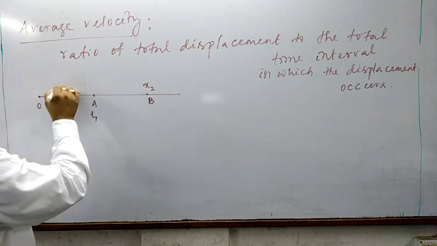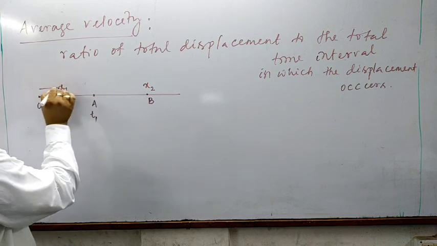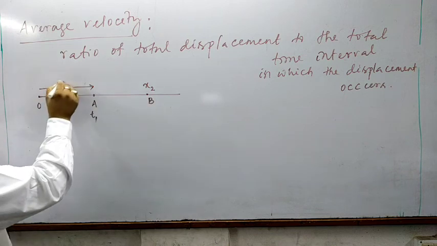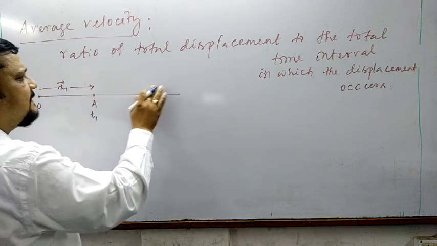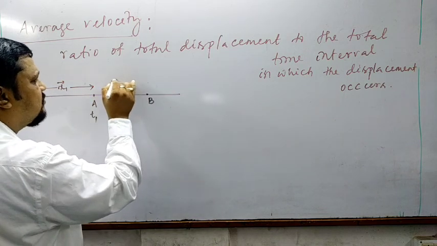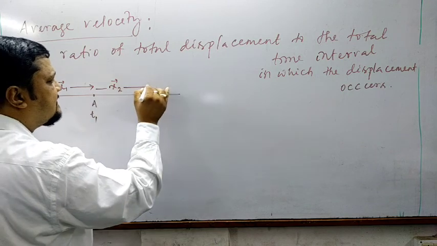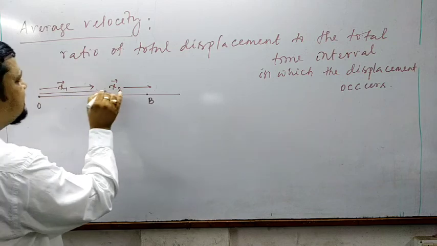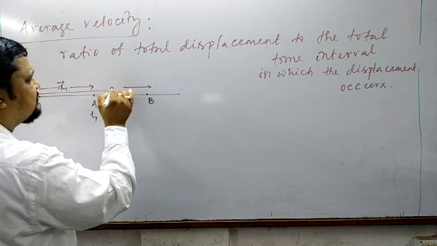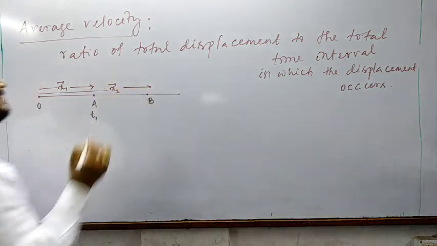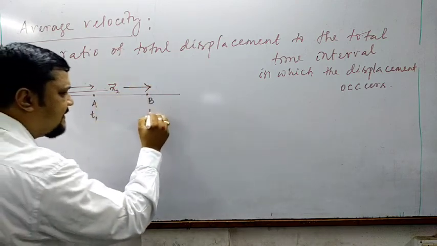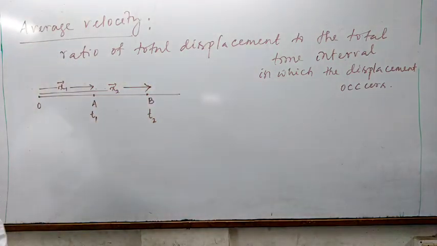So I can show it like this. This is x1, the displacement along this direction in which the body is moving. So it is a direction part. Then it covers x2 in this direction, means not from here, but from the origin. Clear? So this is x2 from the origin. It covers this point B. So here at B the time is t2.